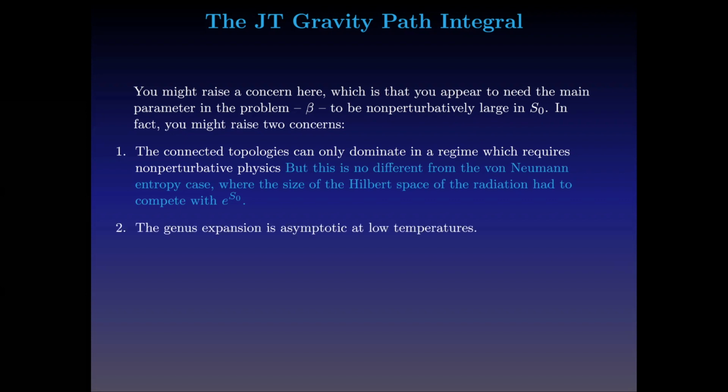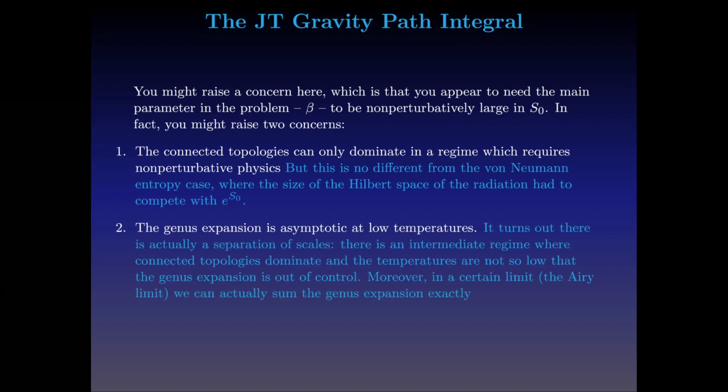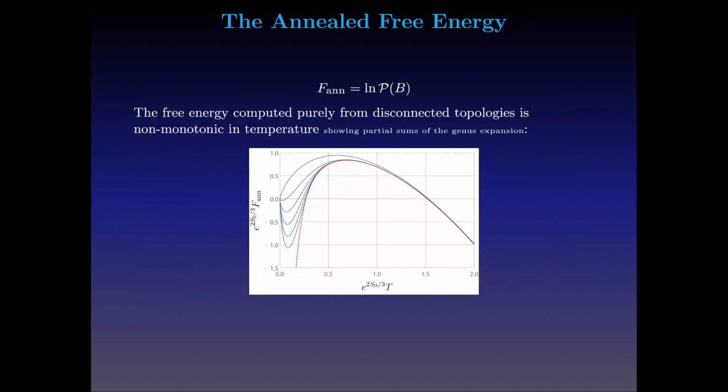Now, another concern that you might raise is that the genus expansion is asymptotic at low temperatures, which is a valid concern. However, fortunately, it turns out that there's actually a separation of scales. There's an intermediate regime where the connected topologies dominate and the temperatures are not so low that the genus expansion is out of control. So we actually do have control over the genus expansion to the point where we can tell if the qualitative features we're seeing are valid or not if we include a resummation of the genus. And in a certain limit, the so-called Airy limit, we can actually sum the genus expansion exactly. And again, the qualitative features that we are seeing do not change. So hopefully, having addressed those two concerns, let me move on first to the calculation of the annealed free energy.